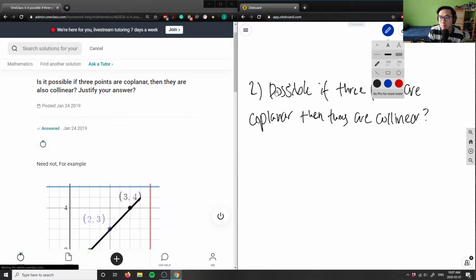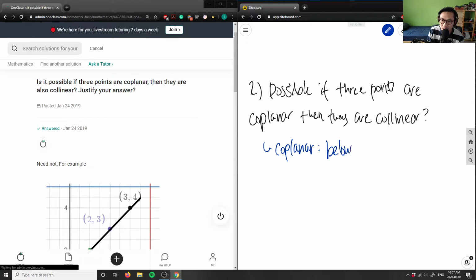So when we look at this problem here, we have to define 2 things here. We're defining the term coplanar, and we have to define the term collinear, right? So the term coplanar basically means that they belong to the same plane, or the set of points belong to the same plane. And then finally, collinear.